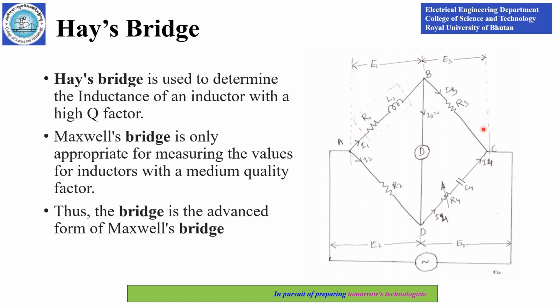C4 and R4 are adjusted to make the bridge balanced. When the bridge is in a balanced condition, no current flows through the detector, which is connected across points B and C. The potential drops across the arms AD and CD are equal, and similarly the potentials across the arms AB and BC are equal.